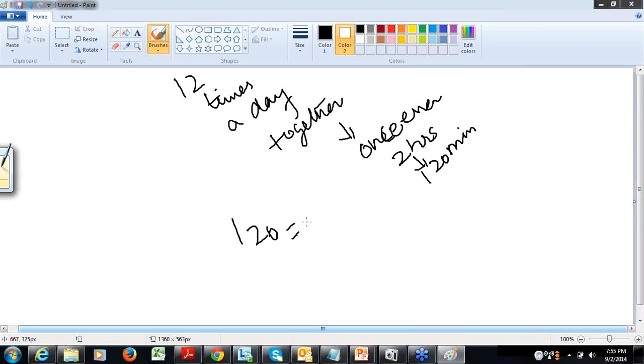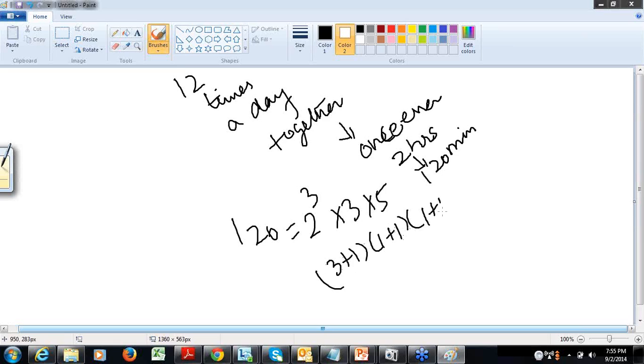120 is equal to 2 cube into 3 into 5. So number of factors will be (3 plus 1) into (1 plus 1) into (1 plus 1), that is 4 into 2 into 2, that is 16. So the maximum value of X will be 16. Vivek, you are right.